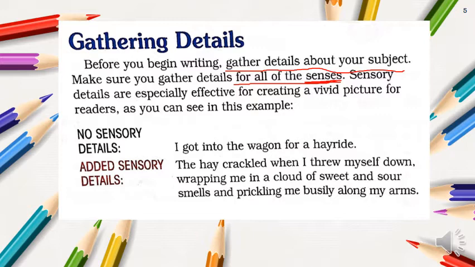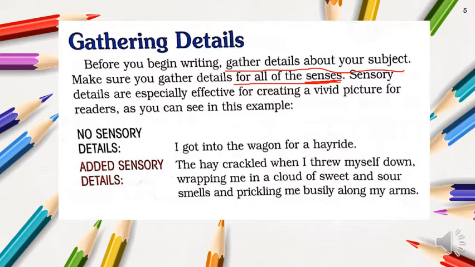To write, sensory details are especially effective for creating a vivid picture for readers, as you can see in this example. No sensory detail: I got into the wagon for a hayride. And the added sensory details: The hay crackled when I threw myself down, wrapping me in a cloud of sweet and sour smells, and prickling me busily along my arms.